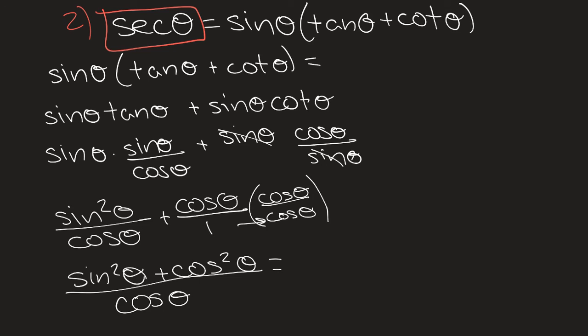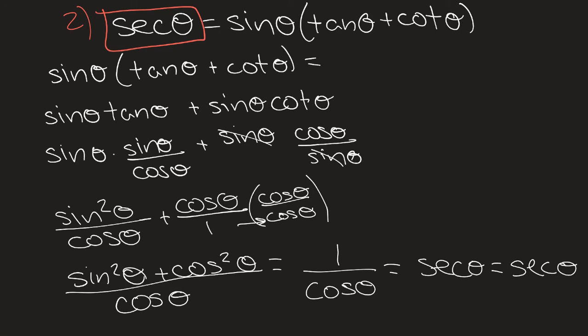If you look at sine squared plus cosine squared, hopefully that is the first identity you think of, is that sine squared plus cosine squared is 1. So we get 1 over cosine, which in fact is secant. And that proves that secant equals secant. And for this one, I'm going to put a little smiley face in a box. And that means we're done and we verified it.